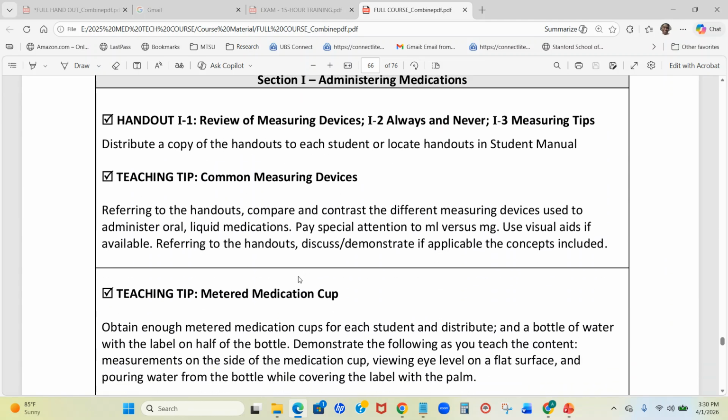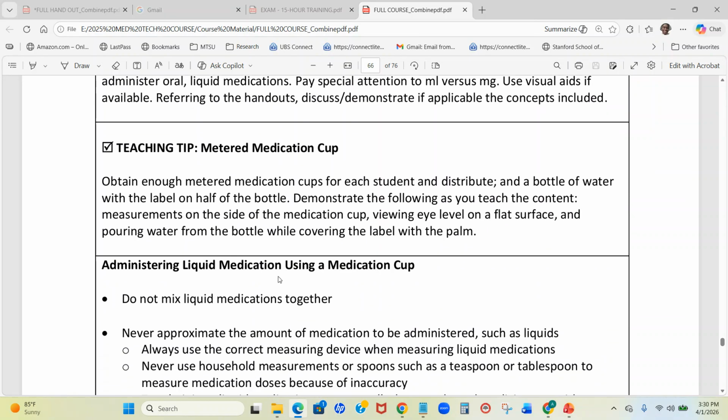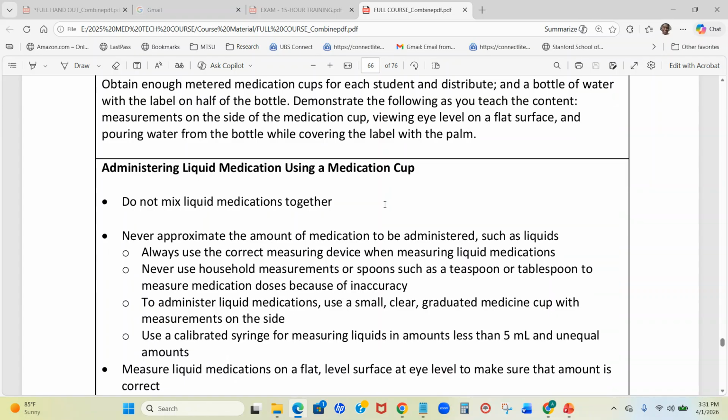So we'll take a look at the handout, and then we will see how they explain how to use the medication cup. We have enough in our lab. You see how the measuring cup is always set on a flat surface, and you'll be able to pour it and get the accurate measurement, whether it's 15 ml or 30 ml that you need to pour. Always put it at eye level on a flat surface when you are pouring it, while covering the label with the palm.